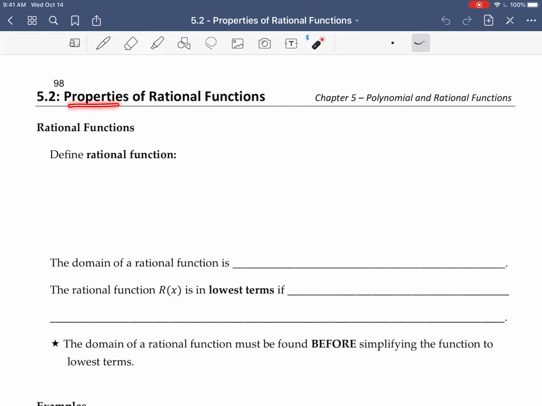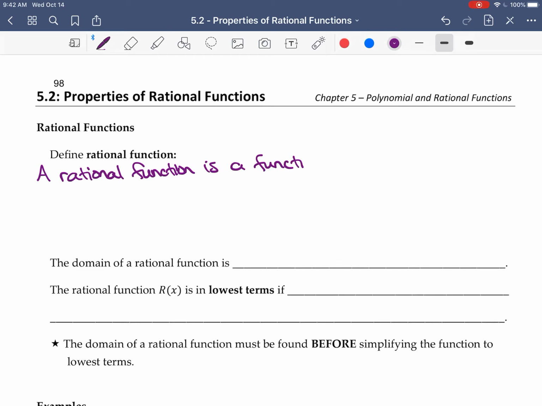In this video, we're going to talk about properties of rational functions. So let's start by defining a rational function. A rational function is a function of the form, let's call it f of x, equal to p of x over q of x.